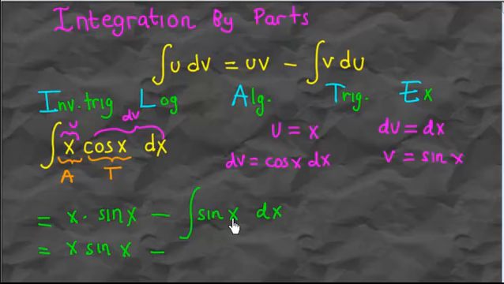And we have x sine x. What is the integral of sine x? Is it cosine x or minus cosine x? That's right, it's minus. So minus minus becomes plus cosine x, and don't forget to put the constant. We are done.